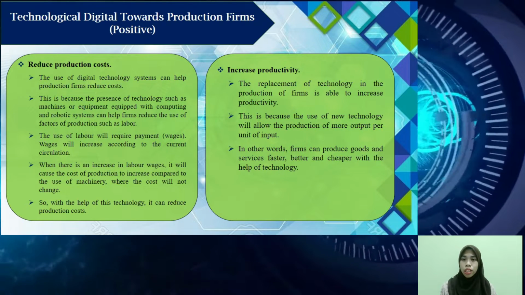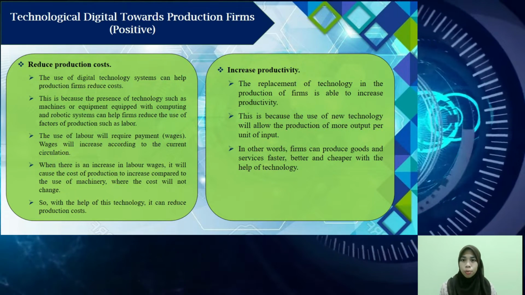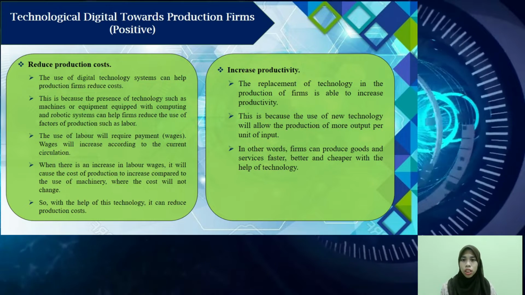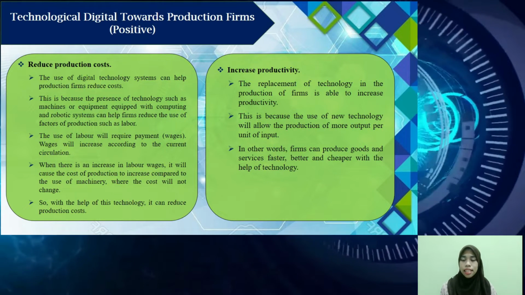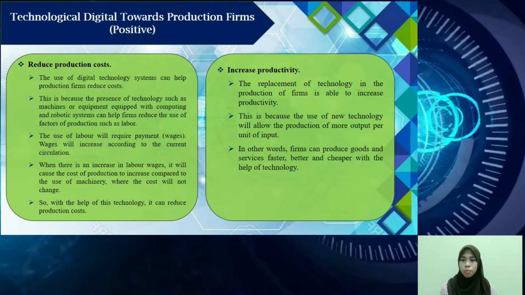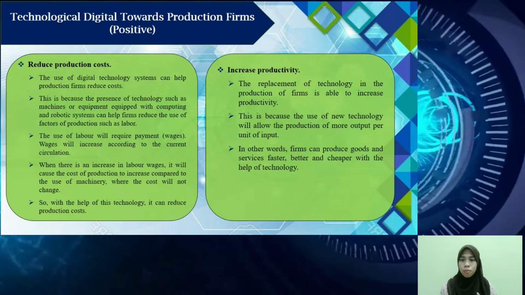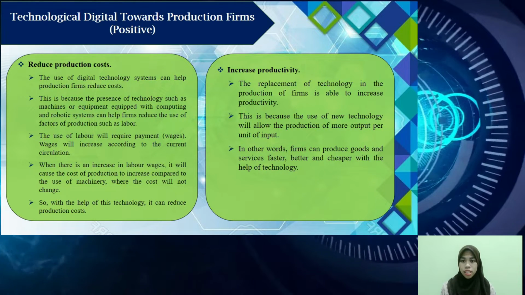The use of labor requires payment such as wages, which will increase according to the current circulation. When there is an increase in labor wages, it will cause the cost of production to increase, compared to the use of machinery, where the cost will not change.